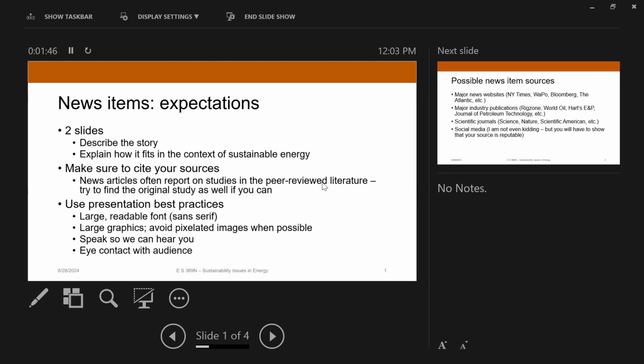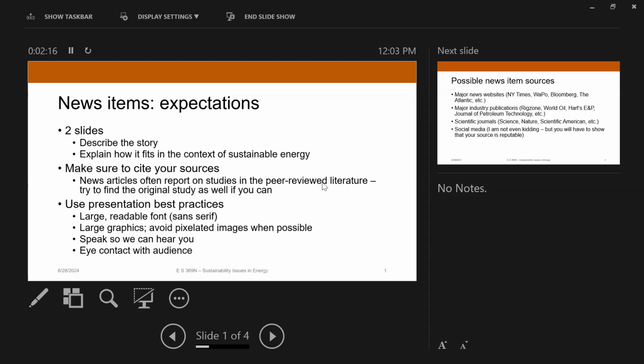Make graphics large. And if you can, make sure that they're not pixelated, just so that they look nice. Speak so that we can hear you. The microphone here is an excellent tool for doing that. And make eye contact or pretend to make eye contact with the audience when you're talking, because that keeps people engaged, okay? You don't just want to be looking at your slide the whole time, right? That's not how to get points across.